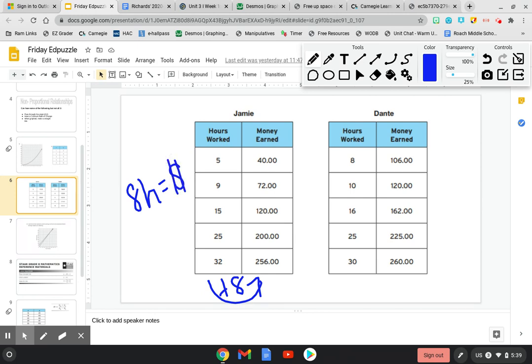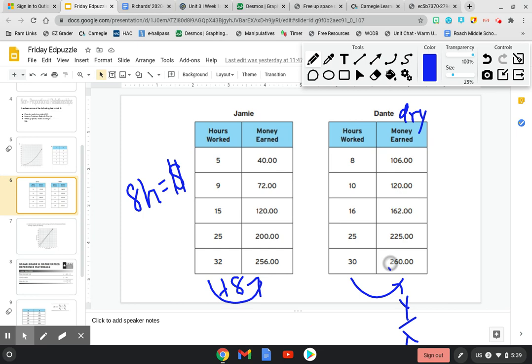Right? So that would be my equation for that one. Dante, on the other hand, I'll tell you, I don't know his in my head. So I would need the y over the x to divide it. Guys, if you don't work, you shouldn't make any money. The money you make depends on how much you work. So this is the dependent over here, which is going to be my y.